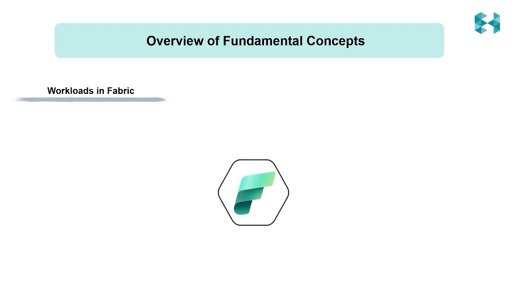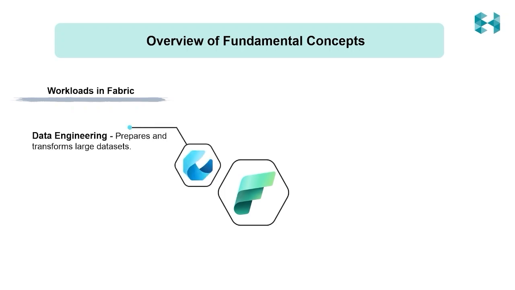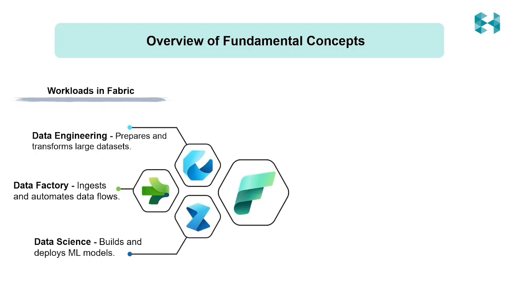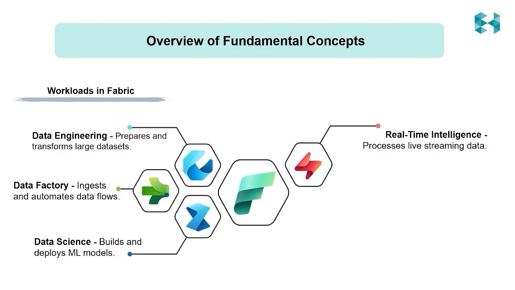Moving on, we have workloads in Fabric. Fabric combines 6 major analytics workloads under one platform. First is data engineering. It builds, transforms, and prepares large data sets using notebooks and pipelines. Then we have Data Factory. It ingests and automates data movement with drag and drop pipelines and connectors. Then we have data science. It creates, trains, and deploys machine learning models directly on OneLake data. Then real-time intelligence.